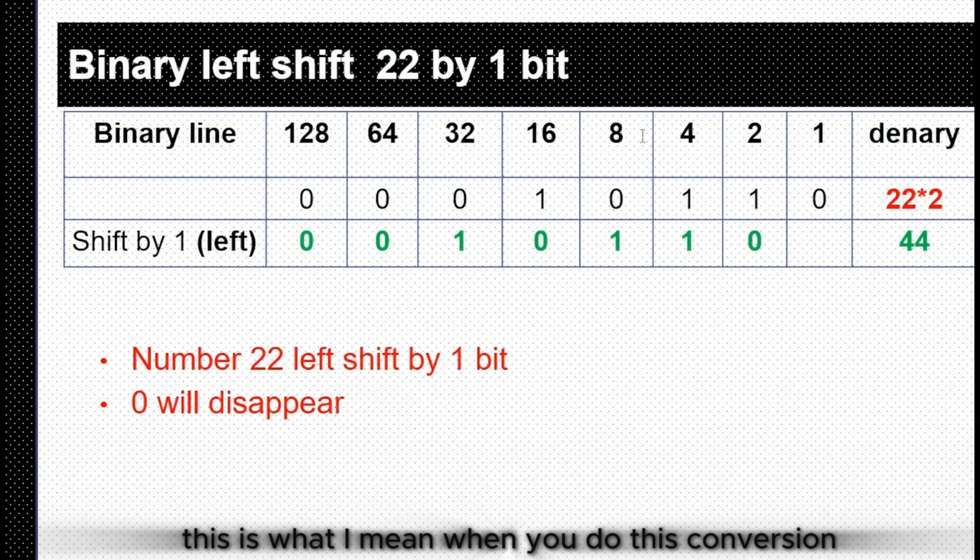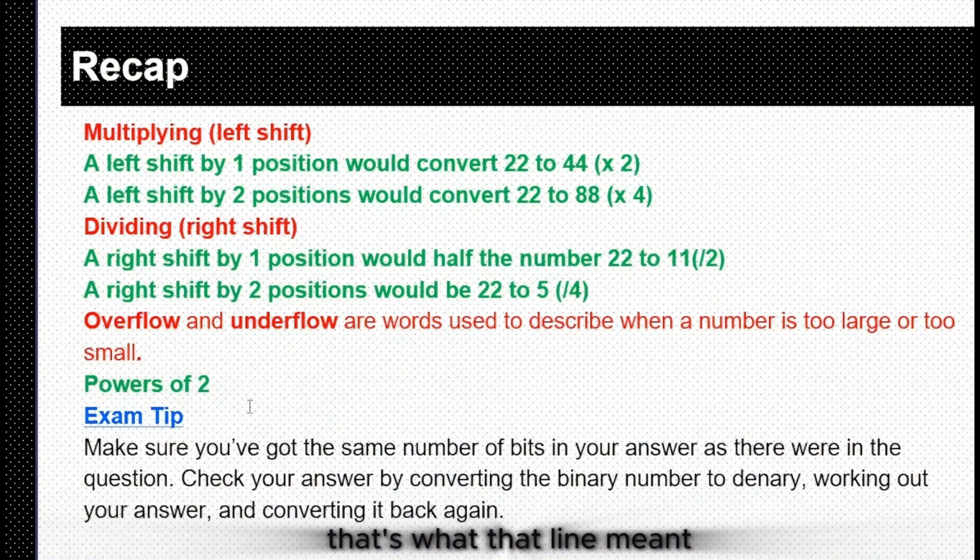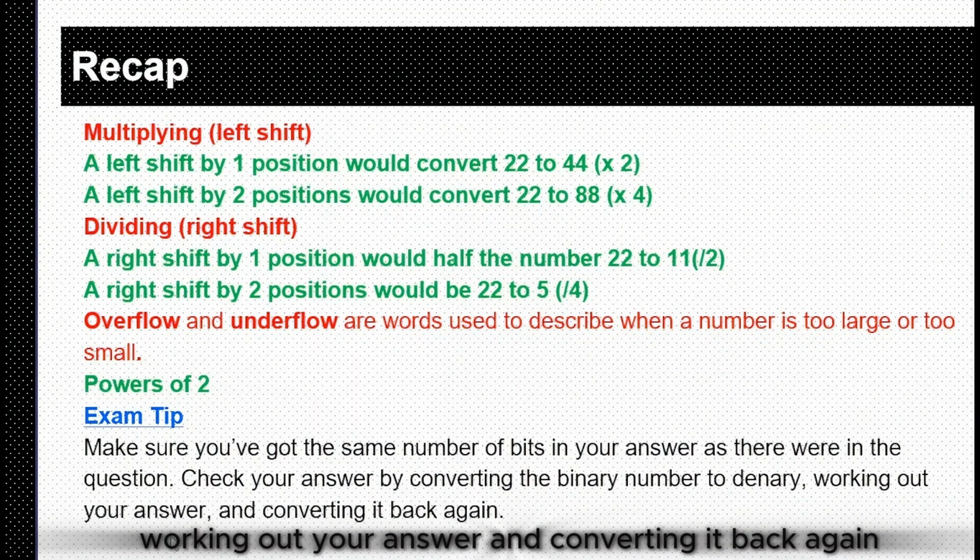So when you do this conversion, make sure, because they've asked you to convert 22, that you have got the answer 44 because they're asking you to left shift. If your answer is not 44, that means it's wrong. So you have to redo it. That's what that line meant. Check your answer by converting the binary numbers to denary, working out your answer and converting it back again.